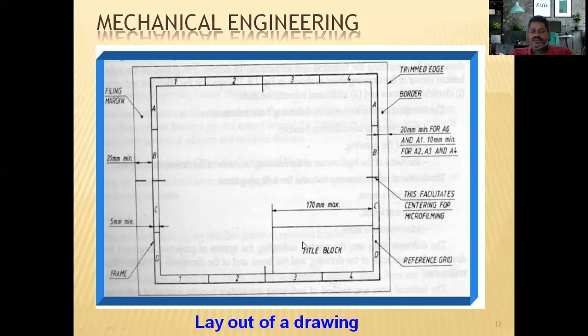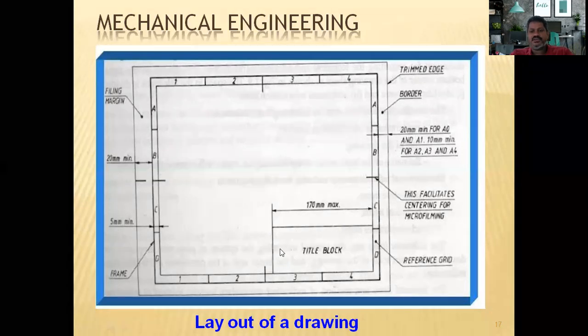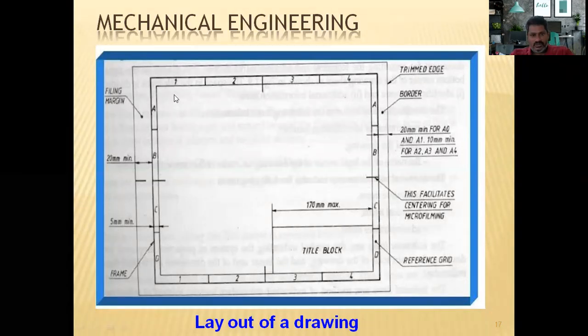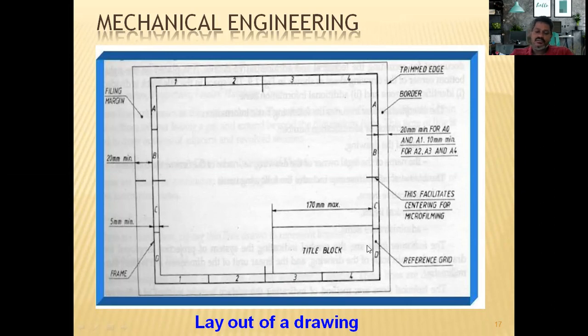Normally 60 to 65 will be preferred. It looks good. 170 will be the optimum length of this title block, and height will be 60 to 65, or 70 to some extent. So this is how the layout of the drawing sheet looks. We will see it in detail while starting the actual engineering drawing.